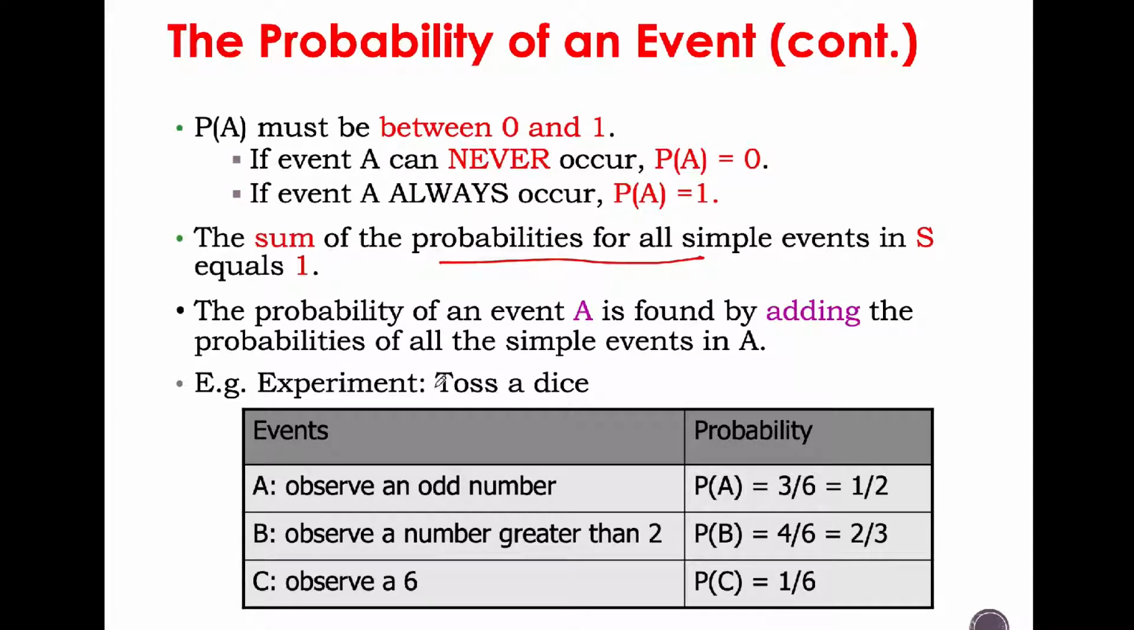Okay, for example, the experiment is to toss a dice. Let's say you want to observe an odd number. So there are 3 out of 6, so it's going to be a half. And for the event B, to observe a number greater than 2, of course, it's going to be 4 out of 6, so it's going to be 2/3. If the event is to observe a 6, it's only 1 out of 6.